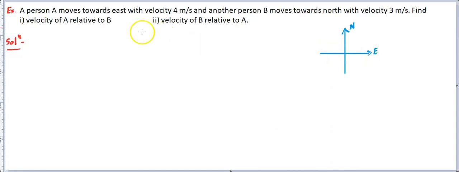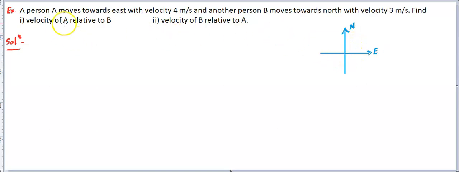Now where the object, or person A, is moving, that's towards east. Where the person B is moving, that's towards the north. There are two methods as we discussed. You can use the first one, the i cap, j cap method. That's straightforward. And I'm trying to explain by using the second, geometric method.